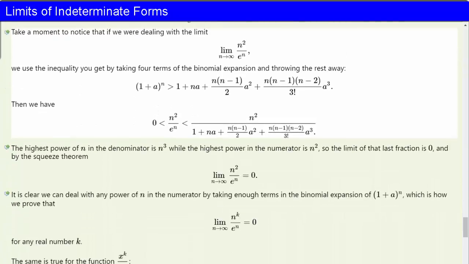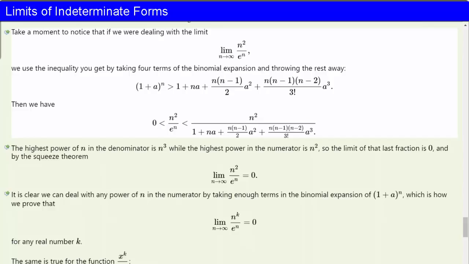You should also take a moment to notice that if we were dealing with the limit of n squared over e to the n as n tends to infinity, then we could just use the inequality you get by taking 4 terms of the binomial expansion and throwing the rest away. That is, we would write down (1 + a) to the nth power is bigger than, and then write out those 4 terms through the cubic term in a, and that would also involve an n cubed in the numerator of the coefficient of a.